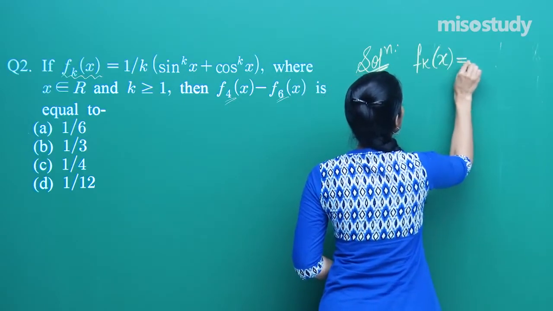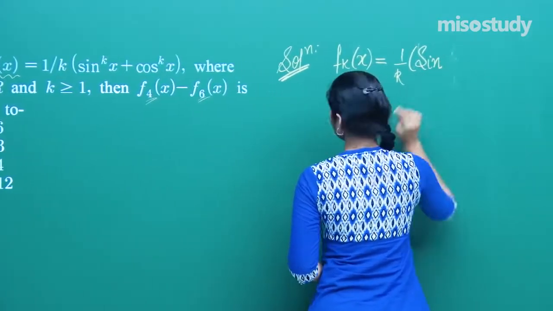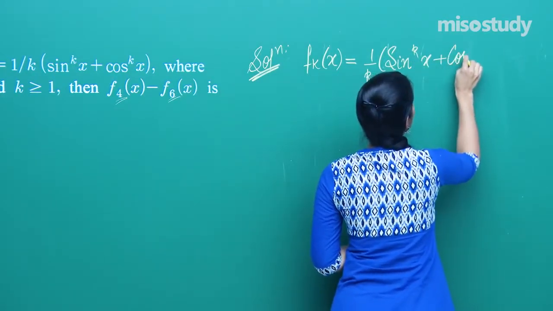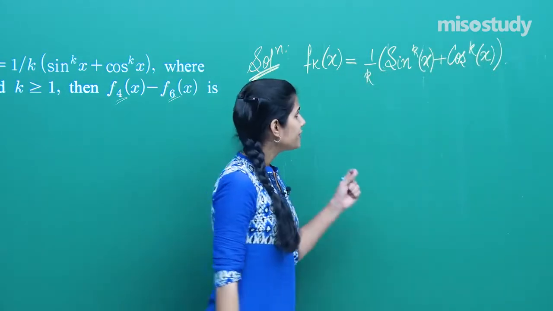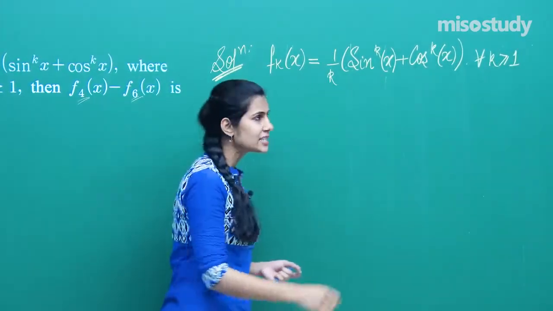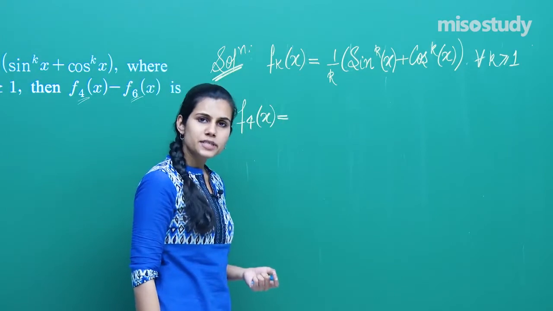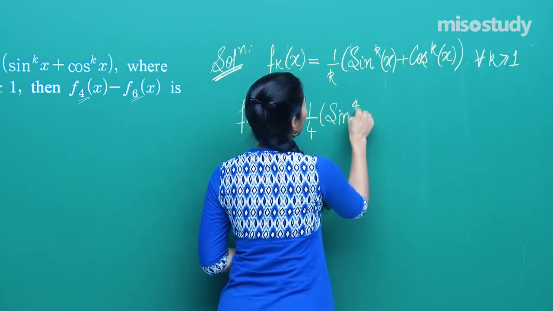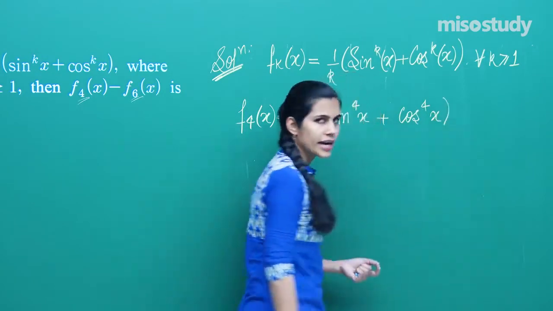f_k(x) is given to be 1 by k times sine to the power kx plus cos to the power kx. If this is true for every k greater than or equal to 1, definitely f_4(x) we can compute. Just in place of k, substitute 4. You get 1 by 4 times sine to the power 4x plus cos to the power 4x.